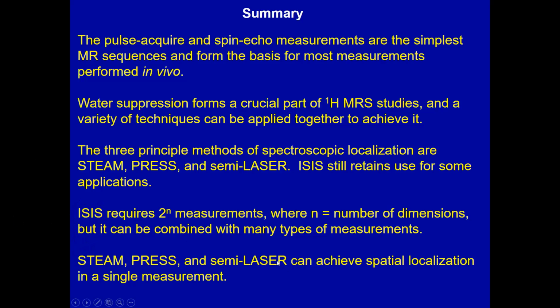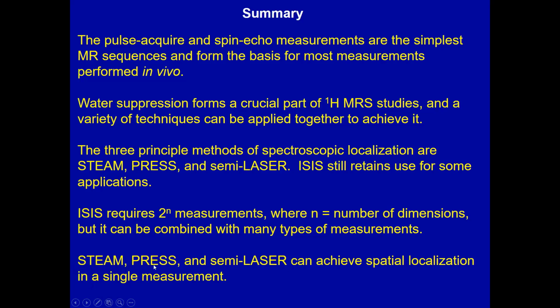STEAM, PRESS, and semi-LASER can achieve spatial localization each time you apply them, with each measurement. You don't need blocks of 8. We do almost always need to signal average. So you may need 64 or 128 or 256, 300 scans, but each one of those should be sufficient to localize your 3D volume by itself.